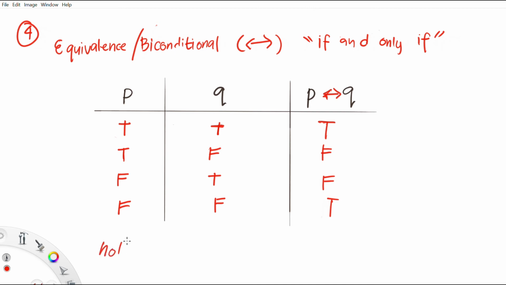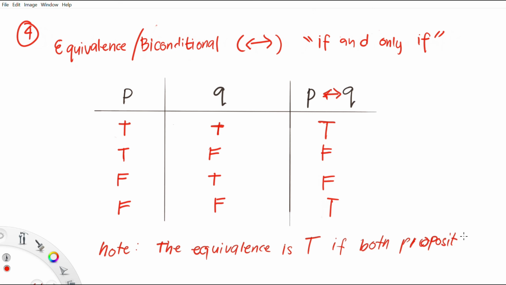So note that the equivalence is true if both propositions are true or both are false.